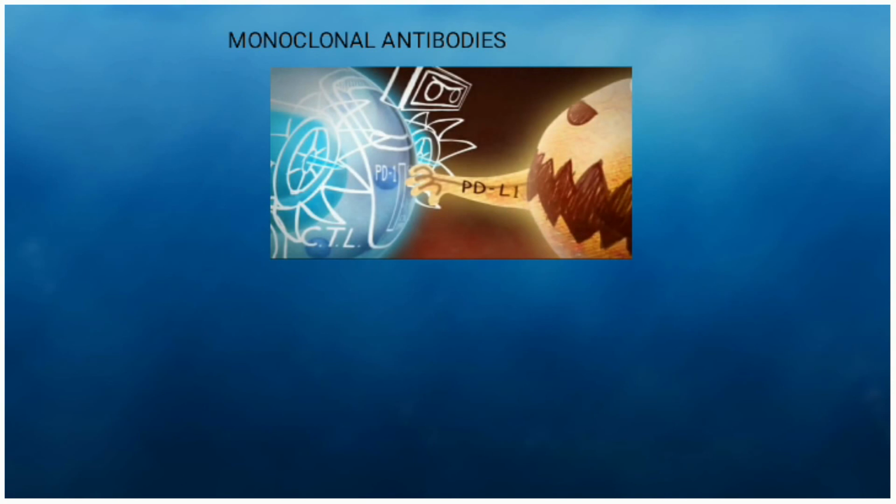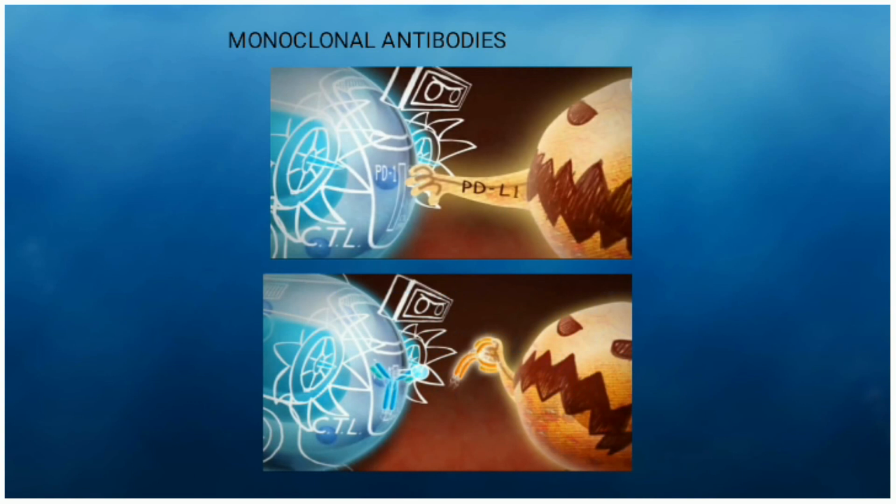PD-1 is a molecule on the CTL. When CTL is trying to kill cancer cells, the cancer cells usually protect themselves with a counter receptor called PDL1. PDL1 can turn off or inactivate PD-1. If it is like this, the CTL cannot kill the mutated cell.